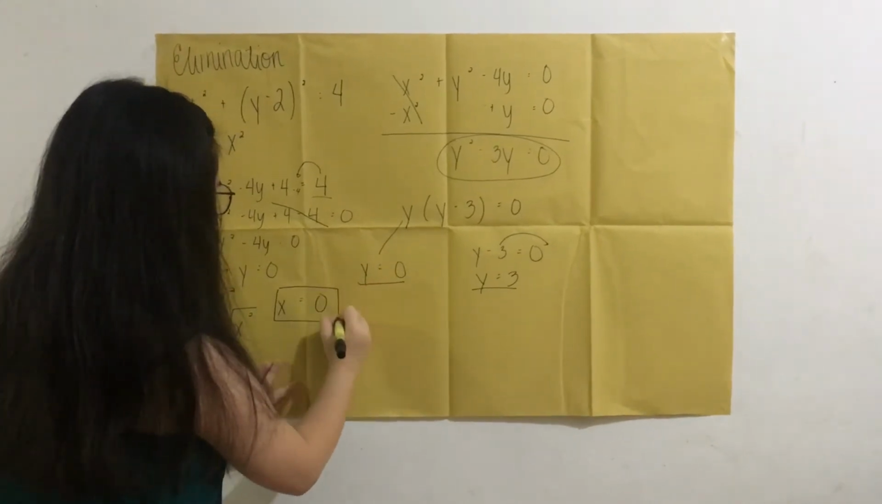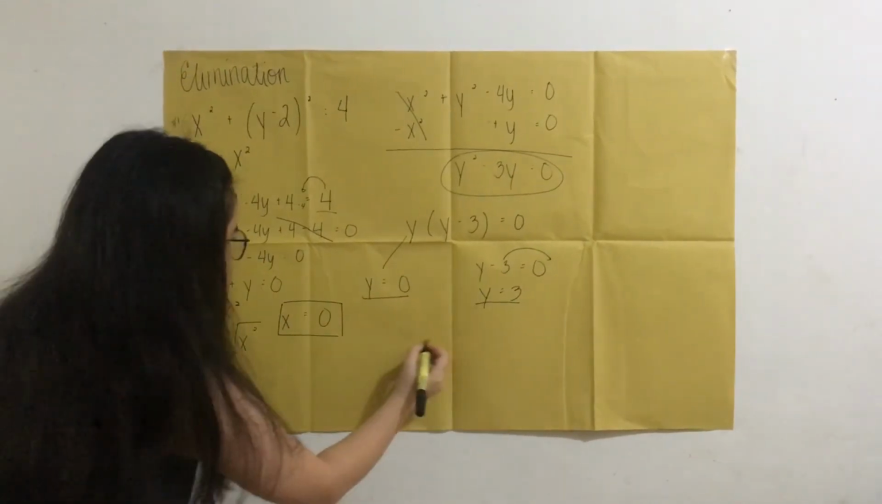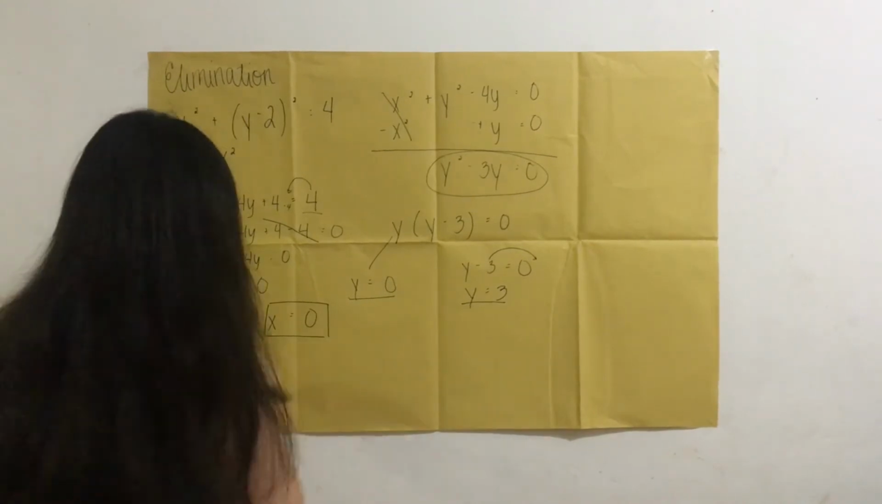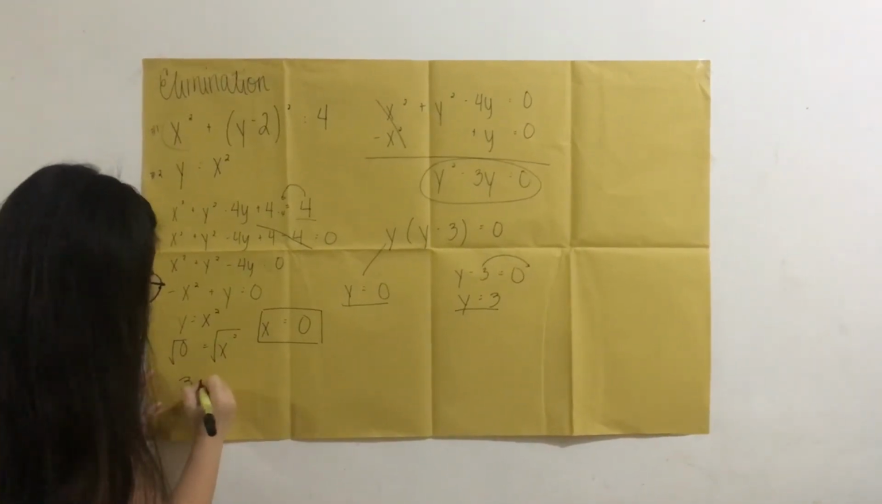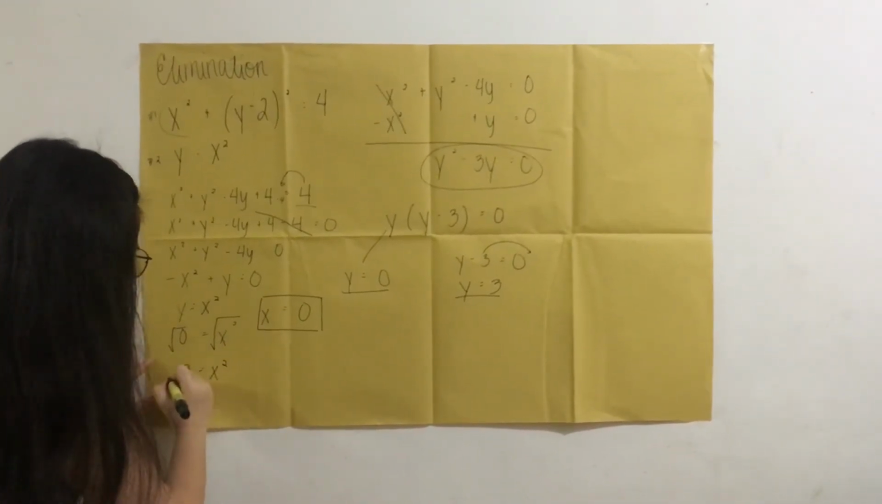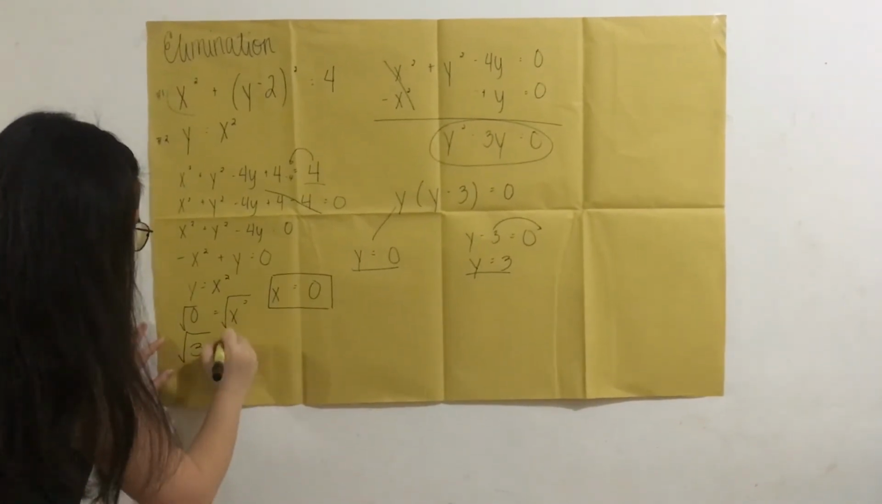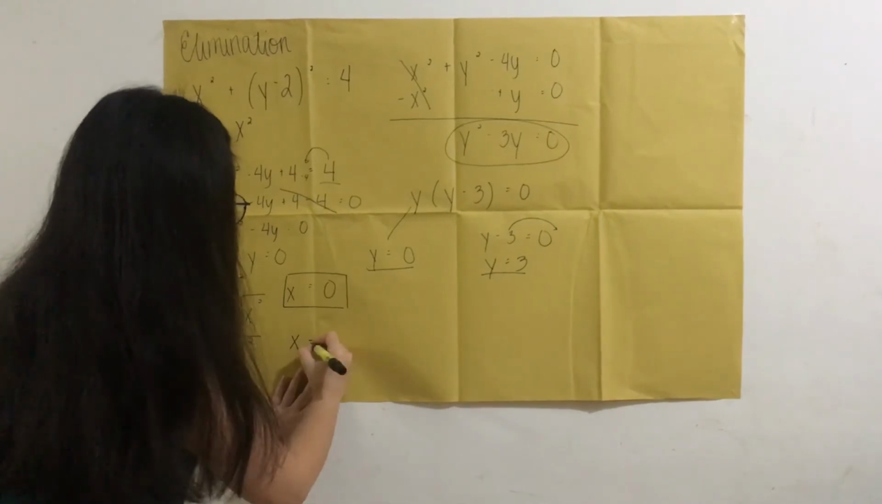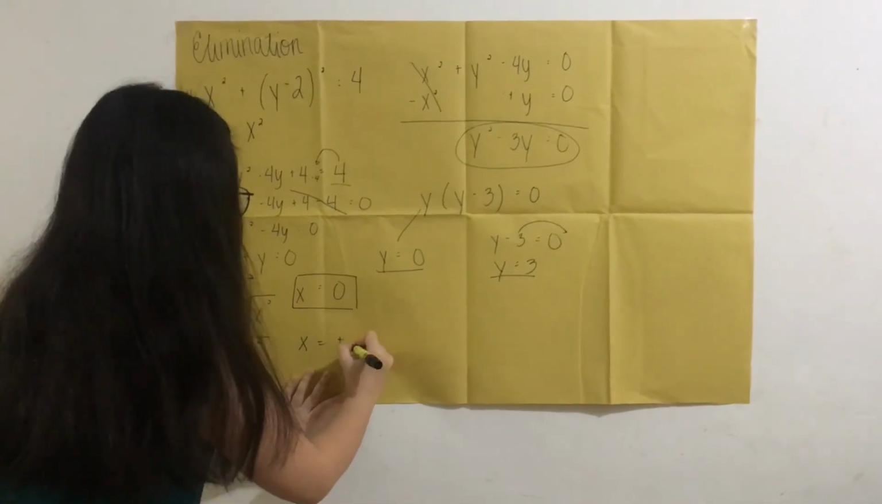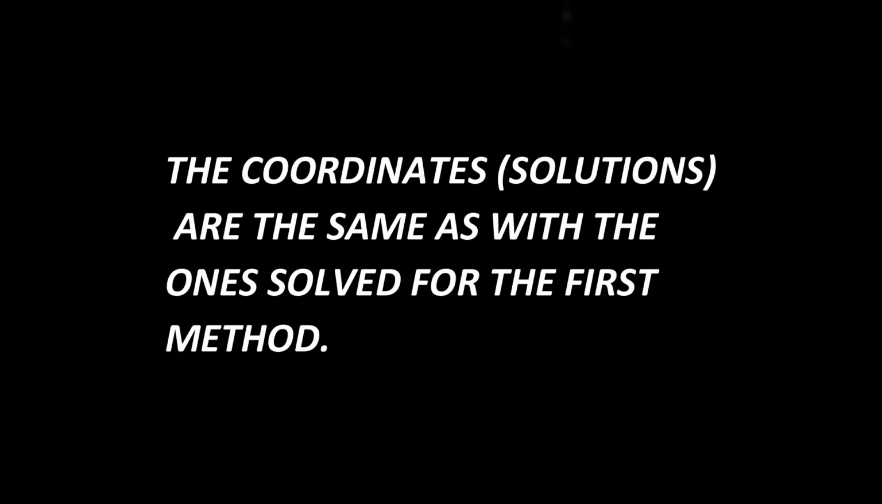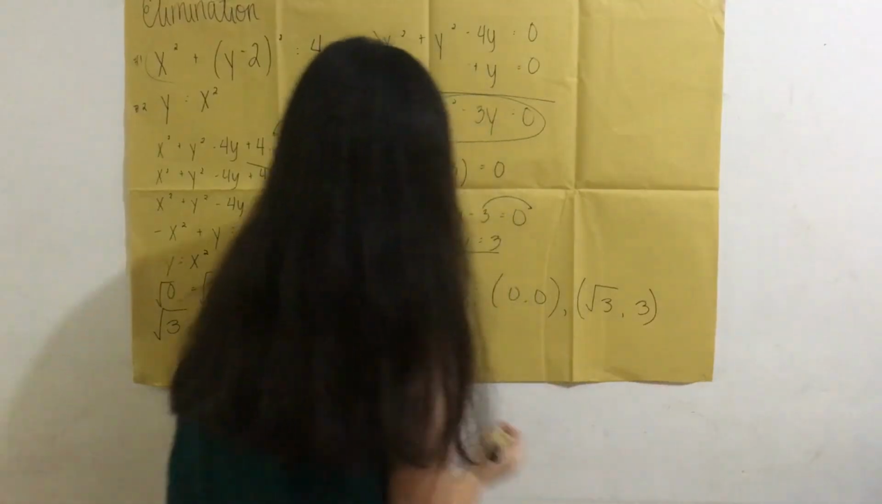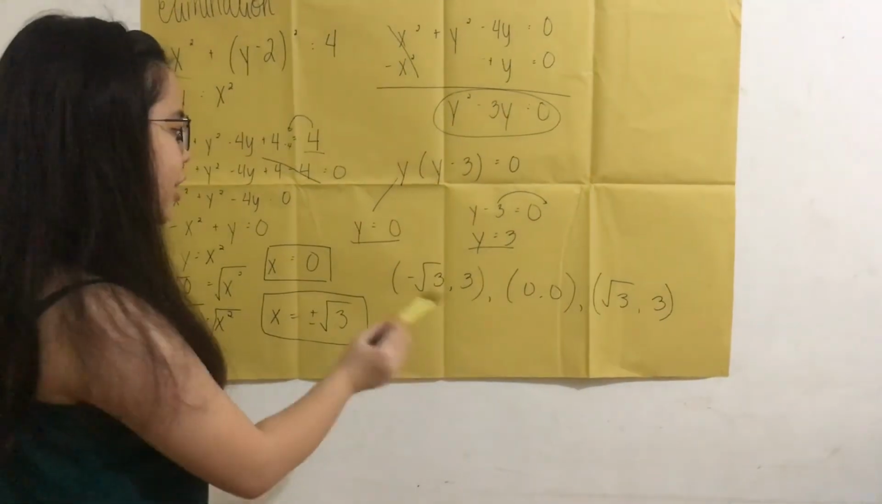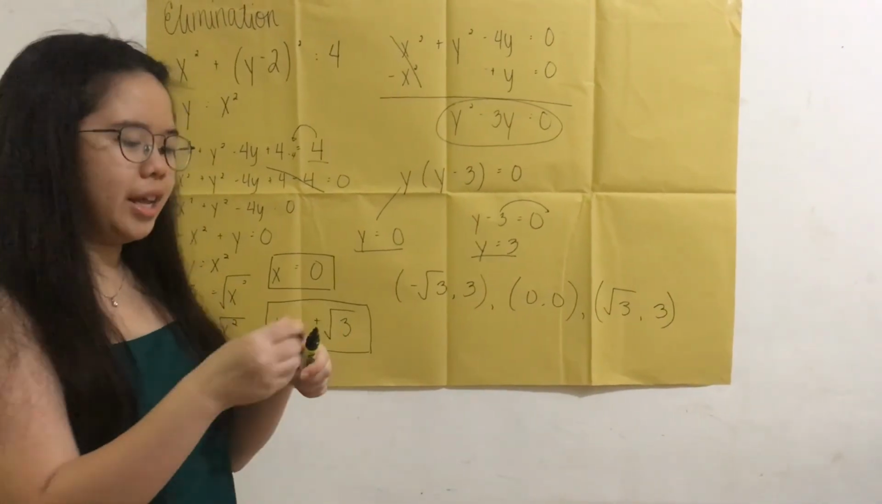That's the first value of x. Then the other y is positive 3. 3 equals x squared. Find the square root of both sides. So the second value of x is plus or minus the square root of 3. The coordinates will also be the intersections of a parabola and a circle.